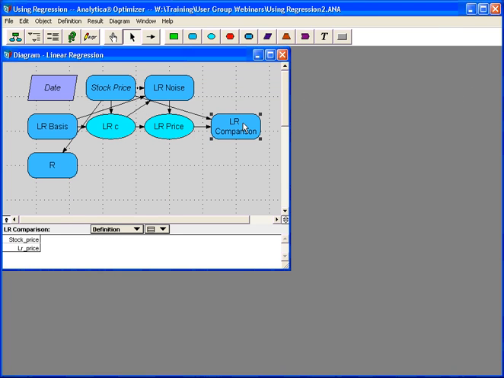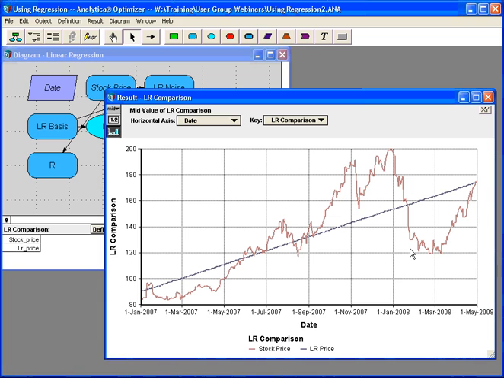When you look at the comparison, here's the comparison. Look at it in bands view now.